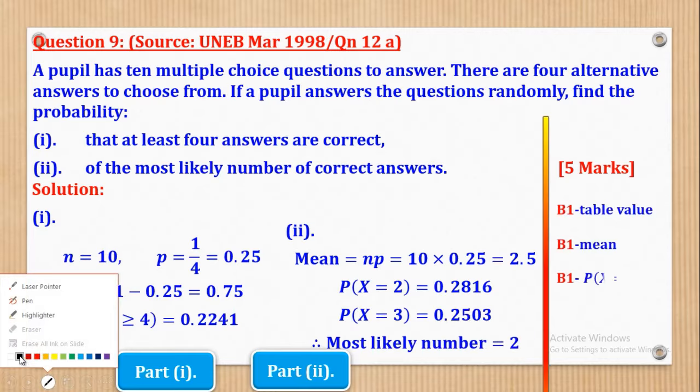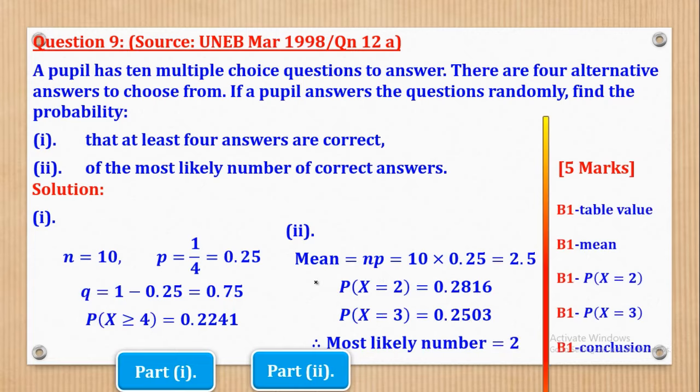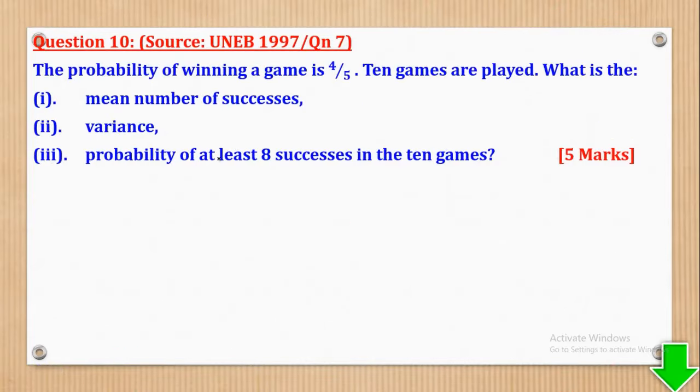Now let's see how much can be awarded. So B1 for this table value, B1 for mean, B1 for this, B1 for this, and B1 for that. So that was question 9. Now we shall go to question 10, which came from UNEB 1997, paper 2, question 7, and says that the probability of winning a game is 4/5. 10 games are played.